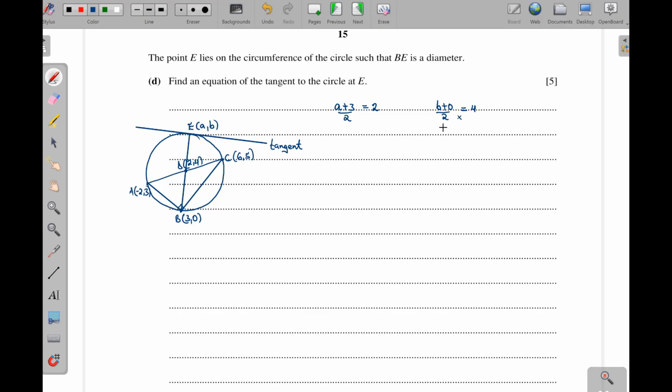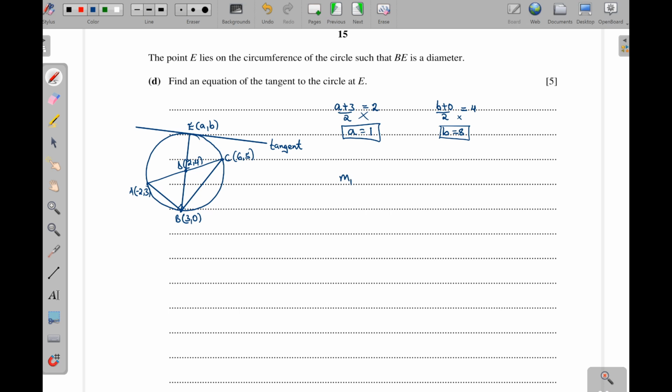So when we cross multiply, B becomes 8 here. Not so? And then A is going to be, cross multiply, you get 2 times 2, that's a 4. Not so? Then minus 3, you get a 1. So we shall get that. That's our E. Now we need to get M1.